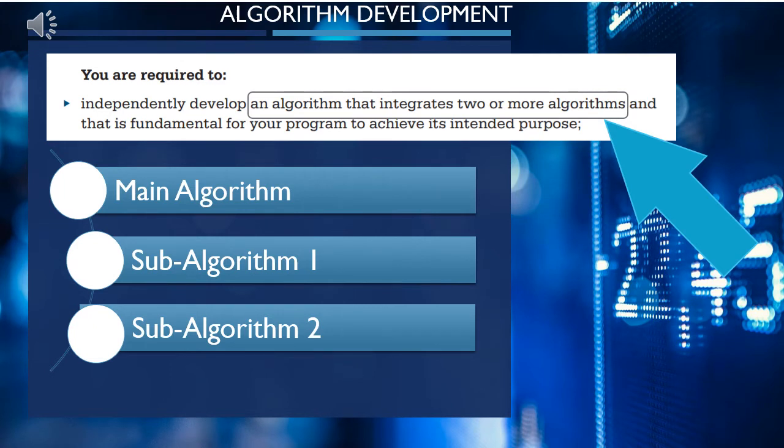When you read the create task description, you will notice that there is a portion where it says you are required to independently develop an algorithm that integrates two or more algorithms, and that is fundamental for your program to achieve its intended purpose. This part right here about an algorithm that integrates two or more other algorithms can be where some students get tripped up.